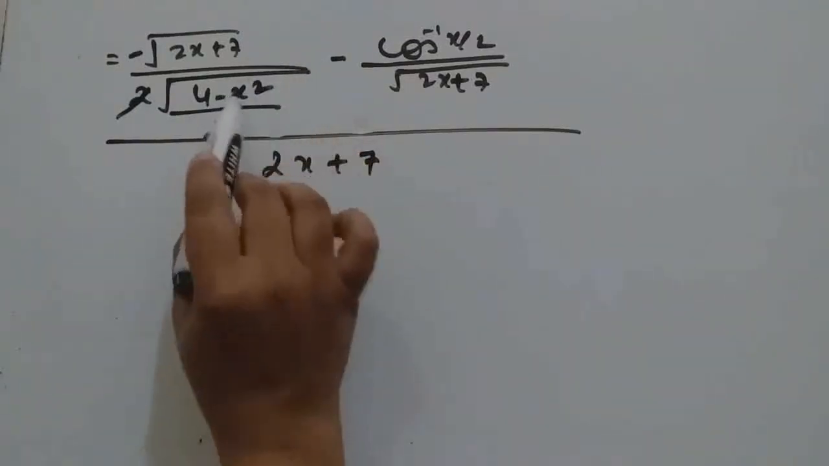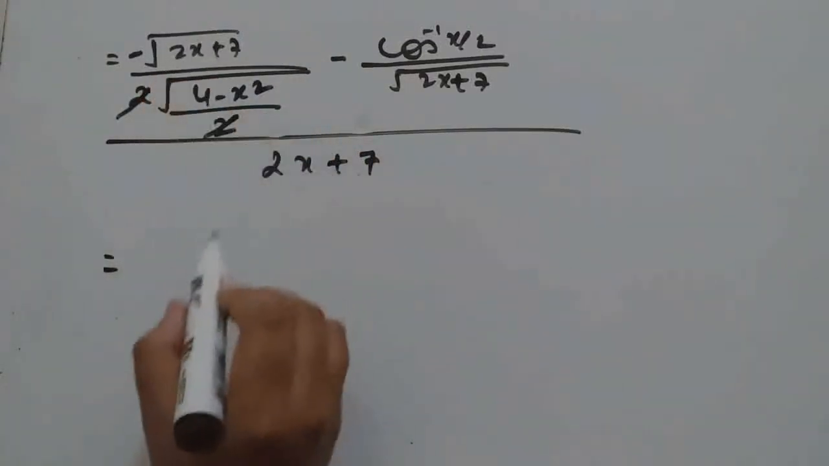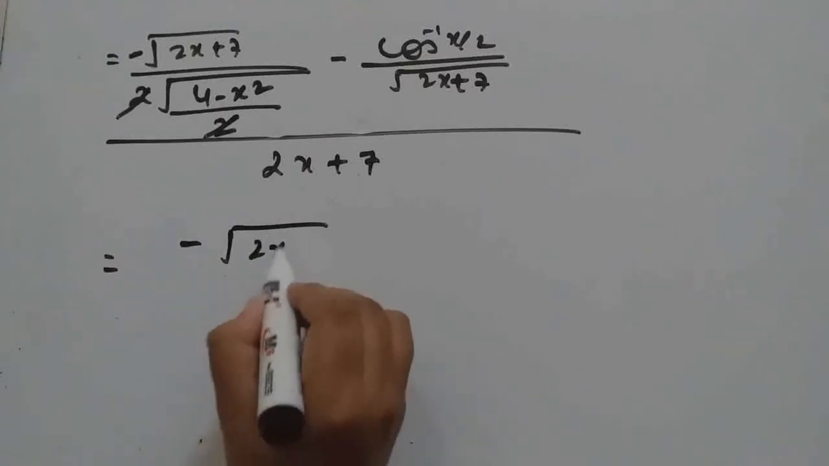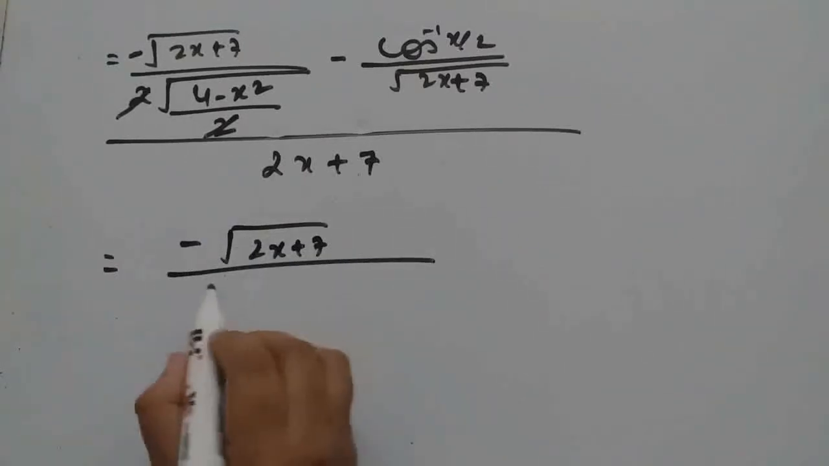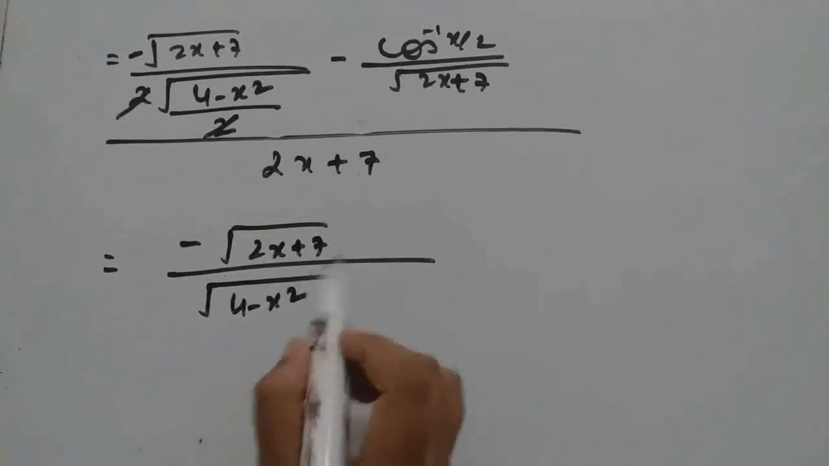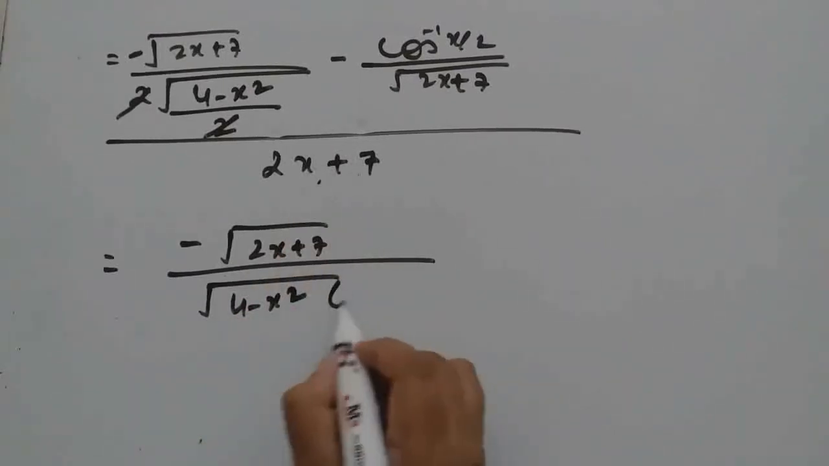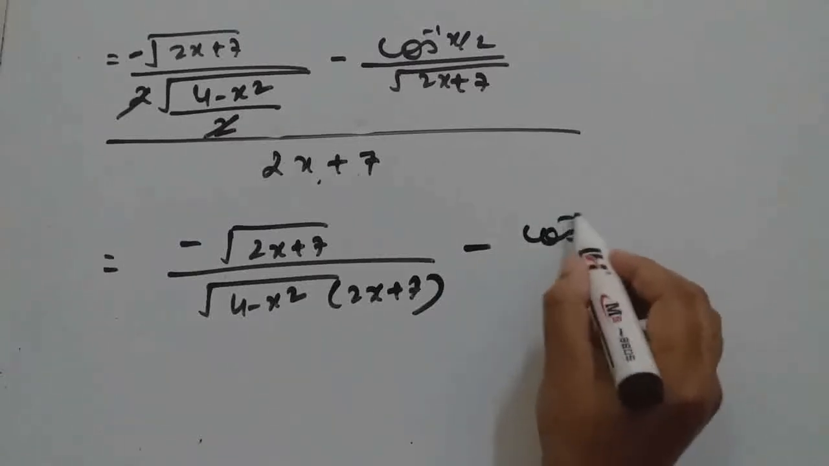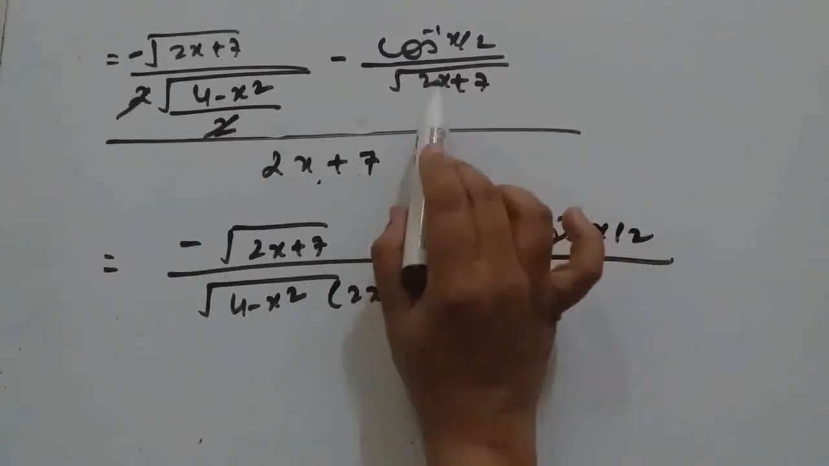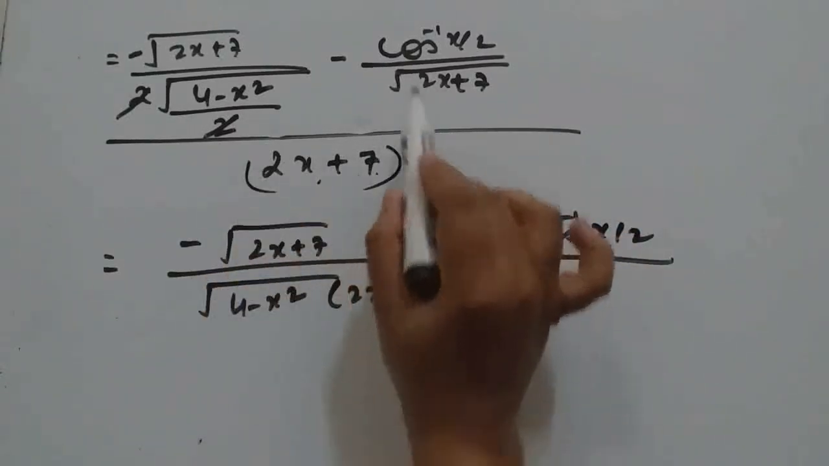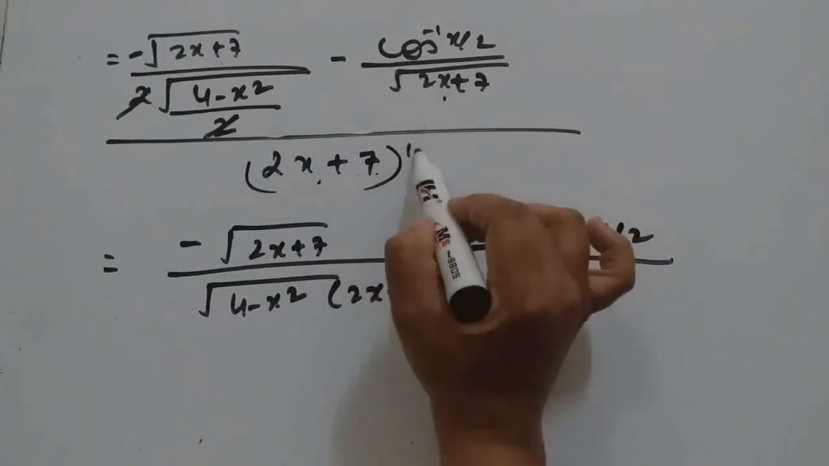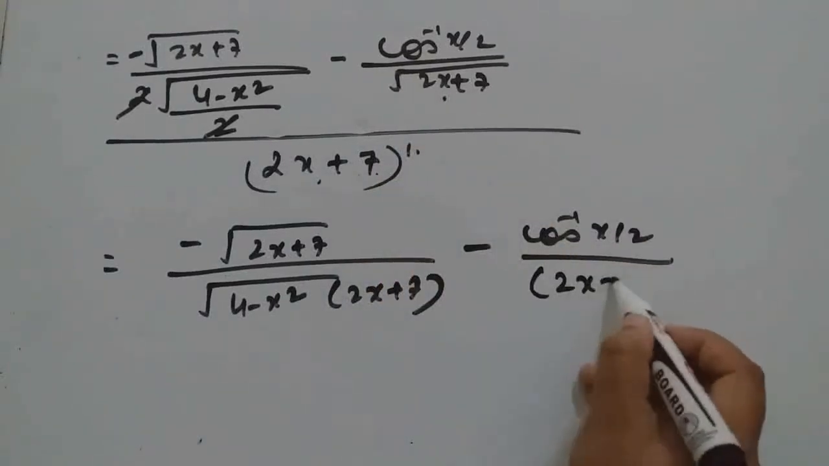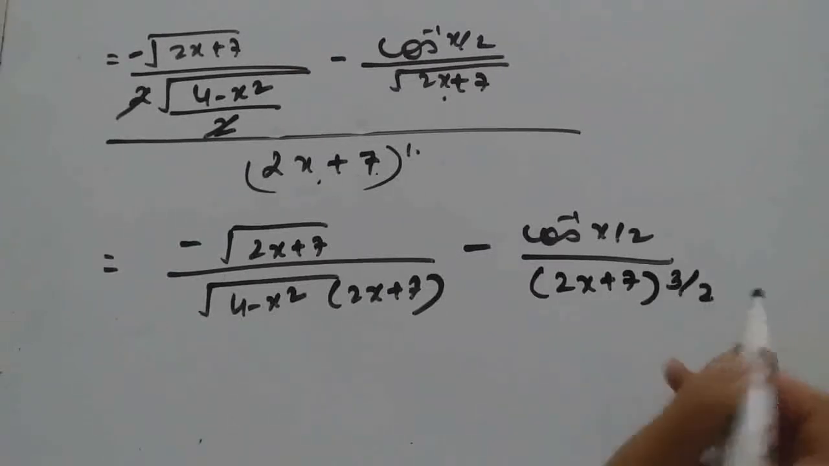Now what we can do, we can separate the denominator. So the denominator, if we separate, 2x plus 7 divide by root 4 minus x square. Here it is already there, so 2x plus 7 will come. Minus cos inverse x by 2. In the denominator, this is 1 power, isn't it? And this root means half power. So 1 plus half, 3 by 2. So what we can write? 2x plus 7 power 3 by 2.